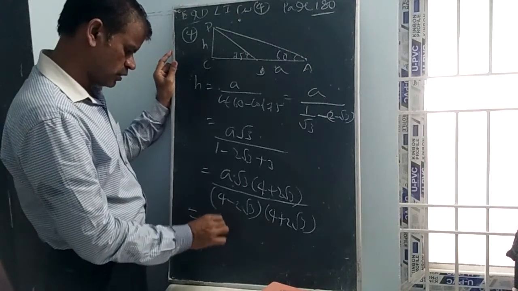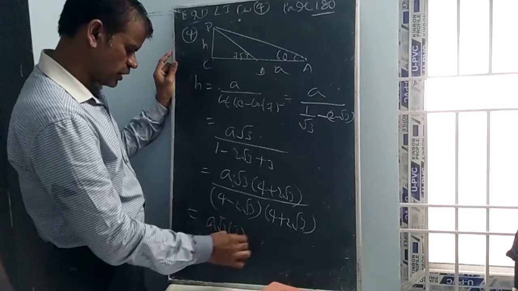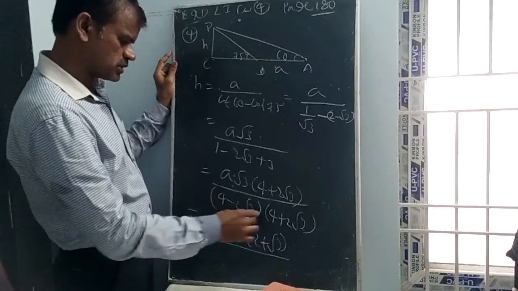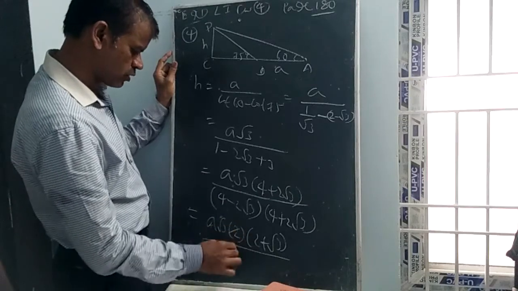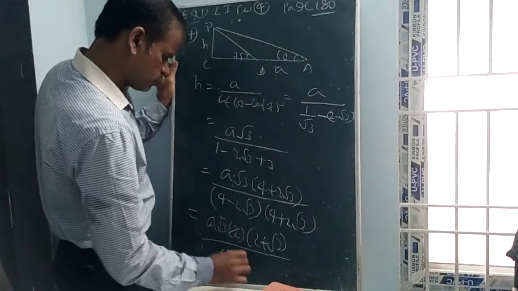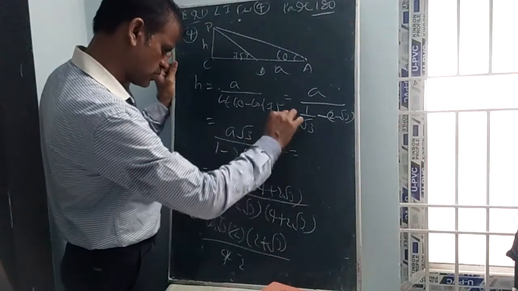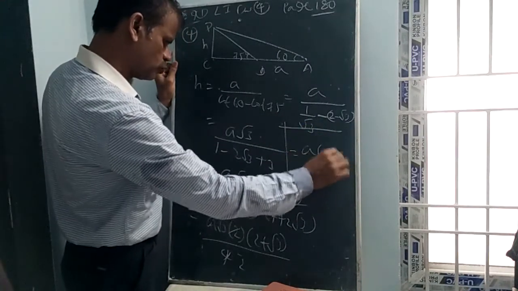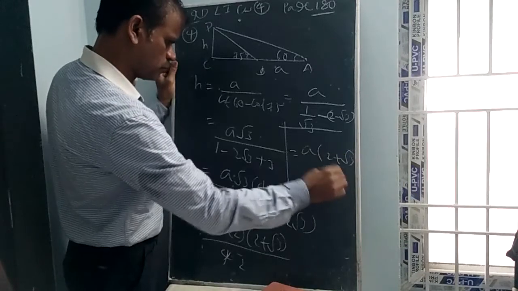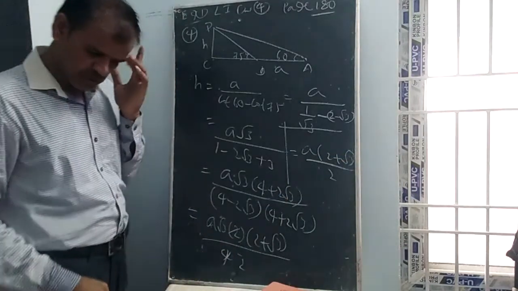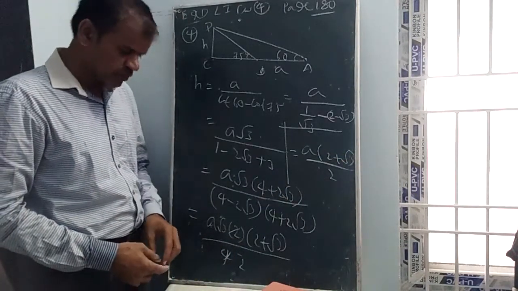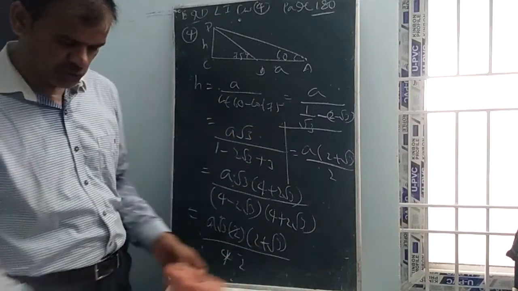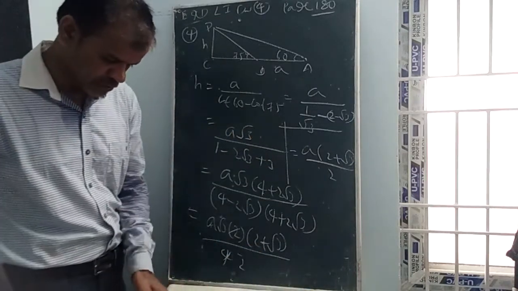a root 3 into 2 taken common. Here this becomes 2 plus root 3, and 16 minus 12 becomes 4. This 2 will divide 2 times in 4. So the answer is a into 2 plus root 3 by 2. We can also write a into tan 75, or cot 15 by 2. Here it is the third option.